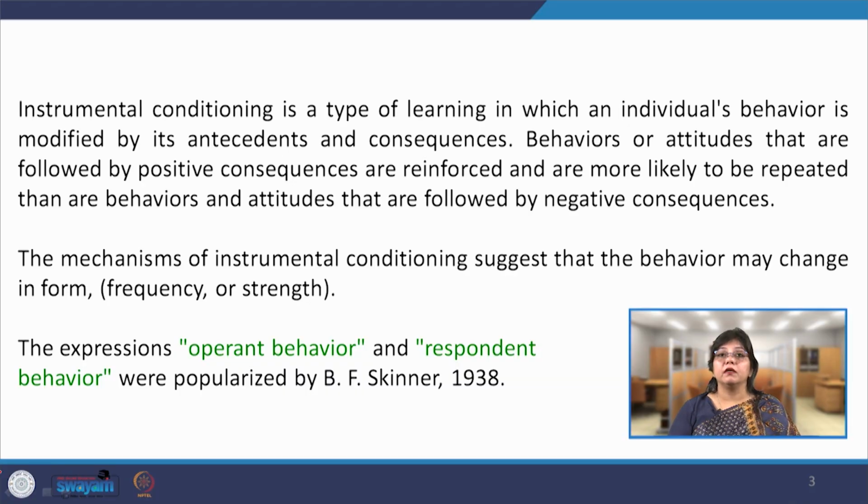Instrumental conditioning is a type of learning in which an individual's behavior is modified by its antecedents and consequences. If a person is in the wrong company, he will exhibit wrong behavior and that wrong behavior will have a bad consequence, right. As soon as the consequence has been realized by the person, he or she will not repeat it and will modify his or her behavior, weakening that attitude or reducing the tendency to come up with that attitude.